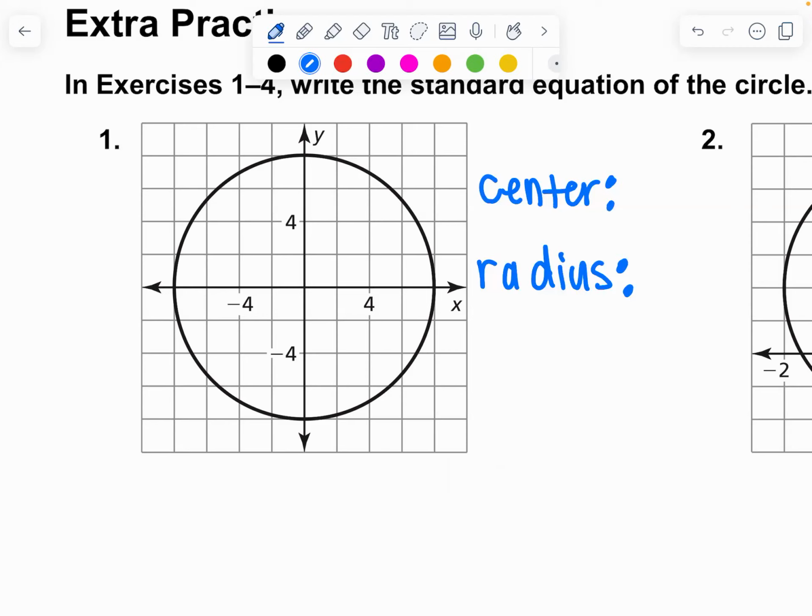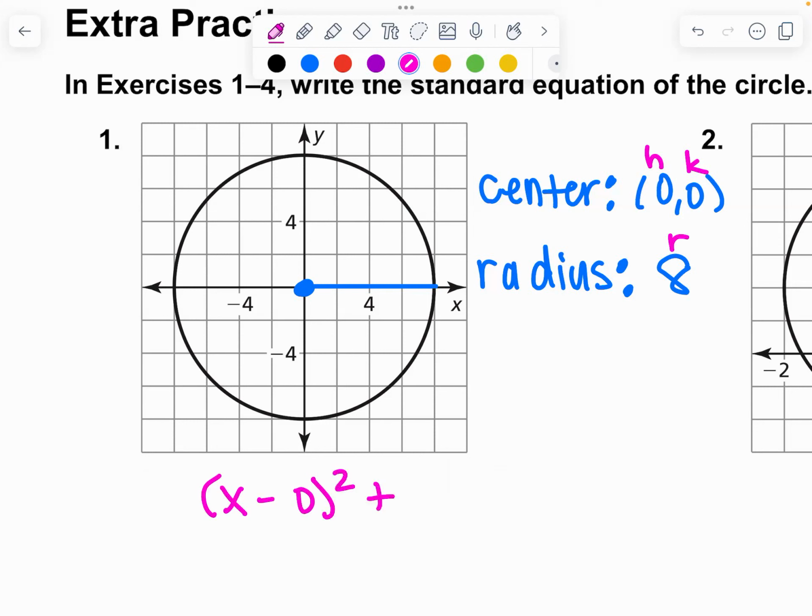All right. Brayden, where's our center? Presley, how big's our radius? Don't get fooled. They are counting by twos. So we know that this is h, this is k, this is r. So we can write (x - h)^2 + (y - k)^2 = r^2.